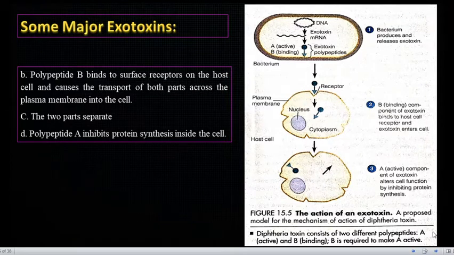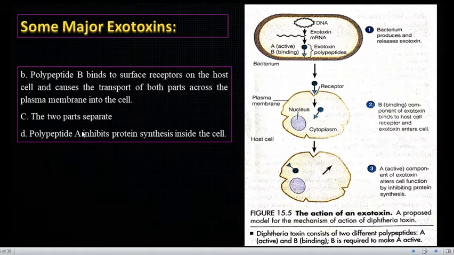So, this is the whole process of your diphtheria toxin action, no? So, ito yung number 1. Ayan, no? The bacterium produces and releases the toxin. Ito ang toxin natin, class. The circle and the arrow structure. Ang circle is yung A or the active part and the arrow is the binding component. So, the bacterium releases that and dito na tayo sa step 2. So, the B component or the binding component of your exotoxin binds to the host cell receptor and the exotoxin enters the cell. So, ayan, pumasok na sila, diba?